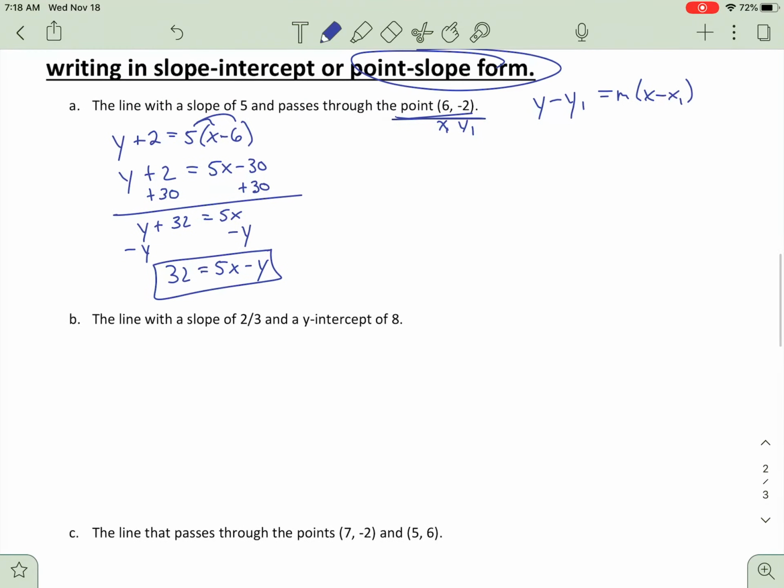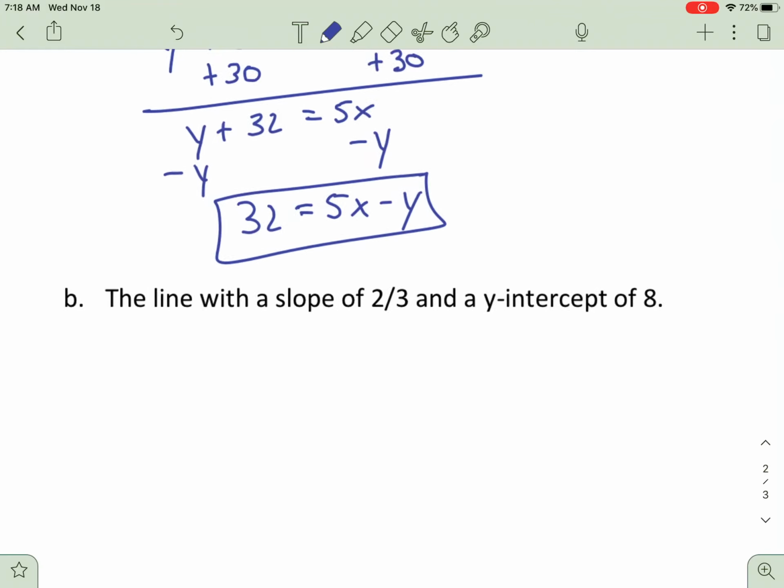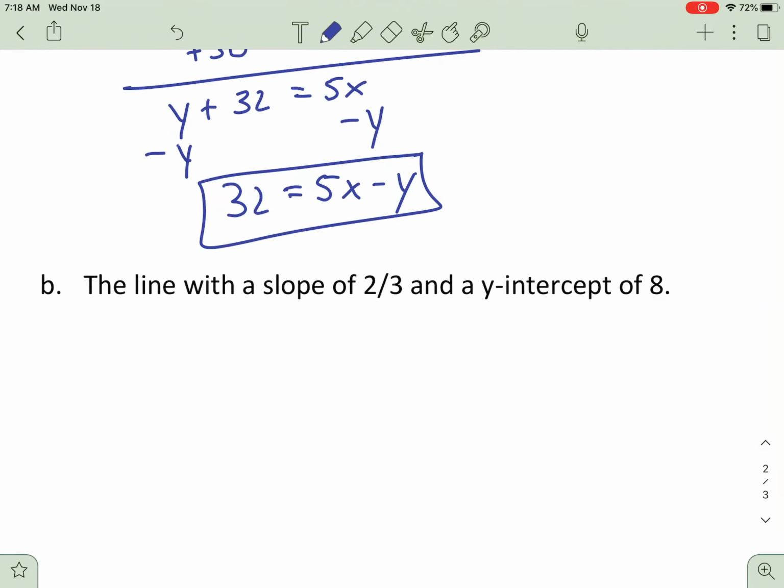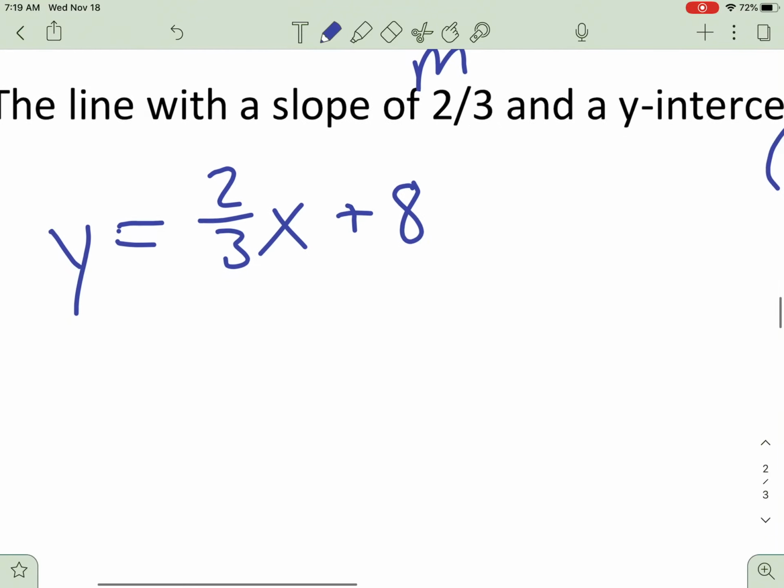It says a slope of 2/3 and a y-intercept of 8. So y-intercept of 8 means this is 0, 8. Slope of 2/3, so let's just put it in slope-intercept form. Y equals 2/3 x plus 8. Okay, because that's the b. This is the b, this is the m. All right, let's convert it over to standard.